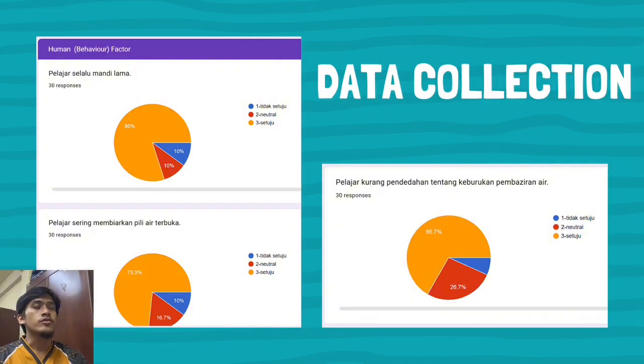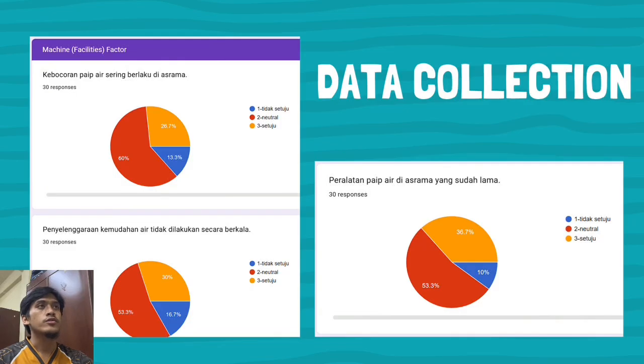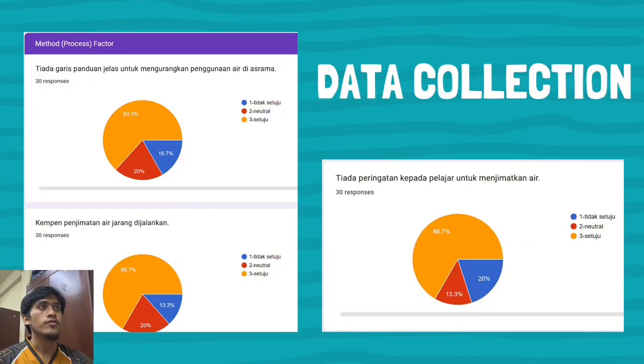So this is the first data collection, which is human factor. That shows the majority of respondents agree about the question. And the second one is machine factor, and the majority disagree. And the third factor is the method or process factor, and most respondents agree.